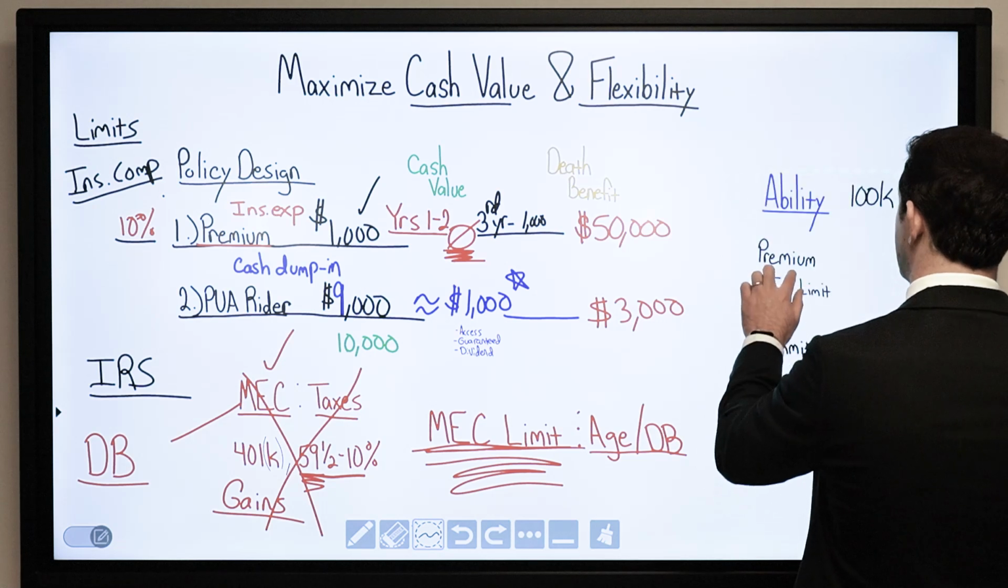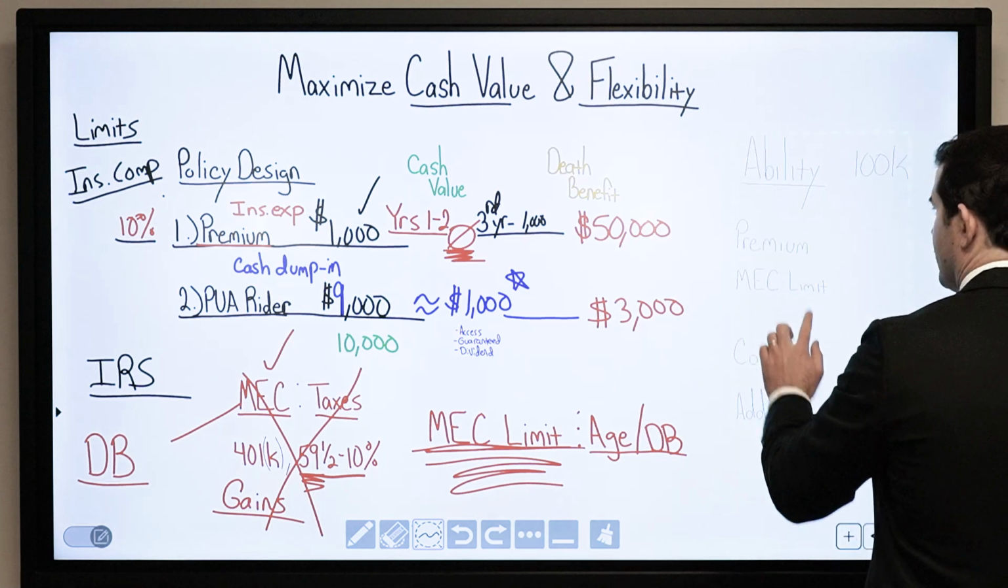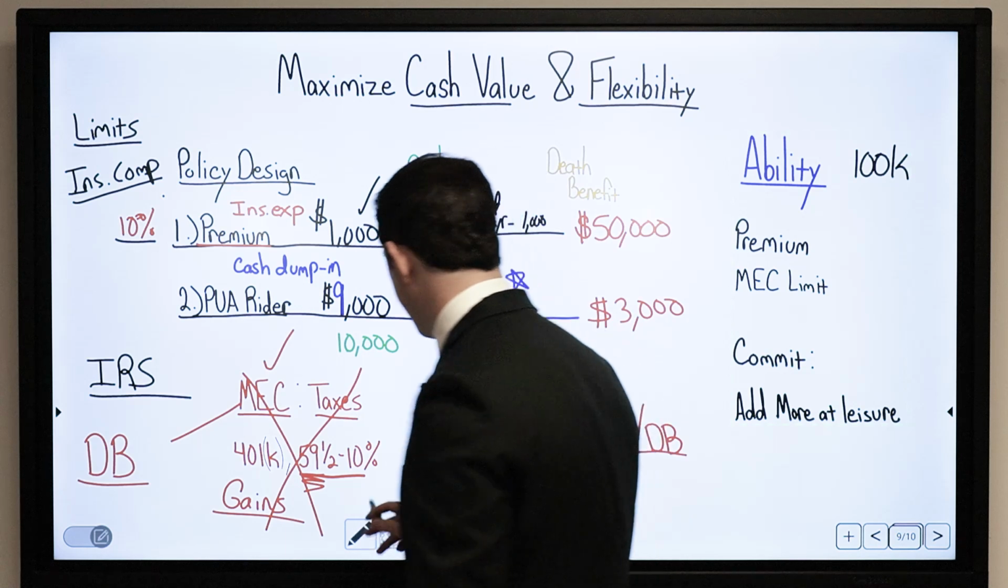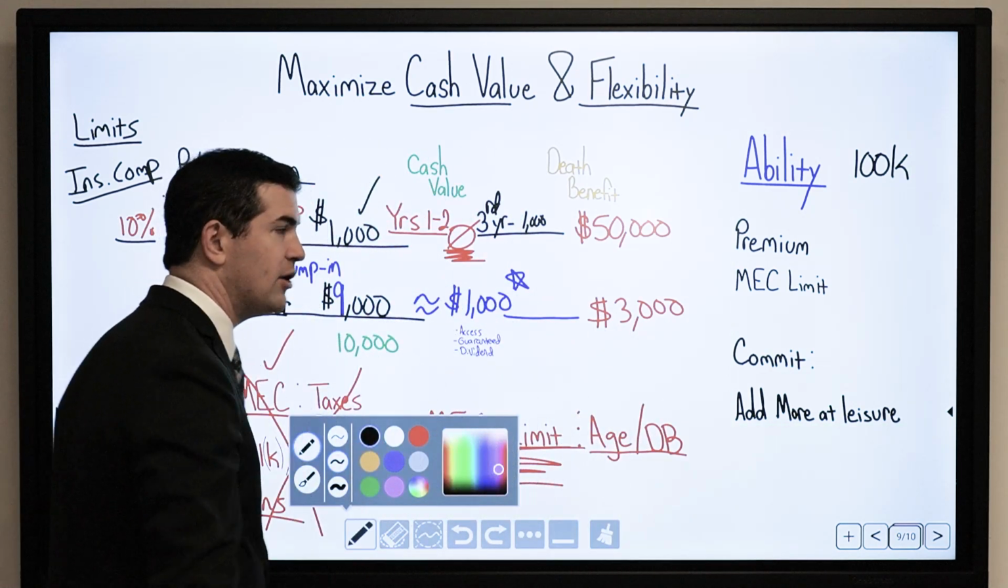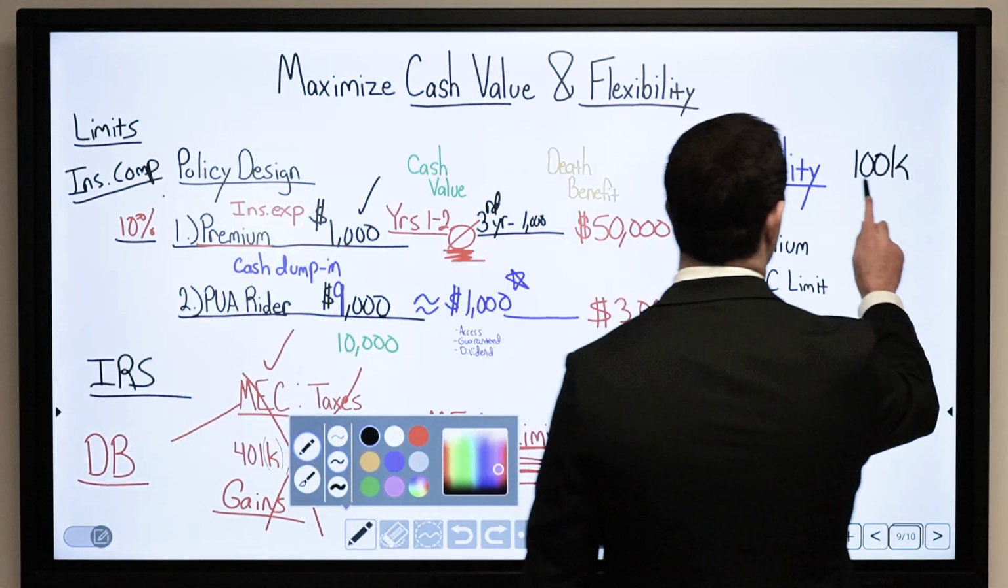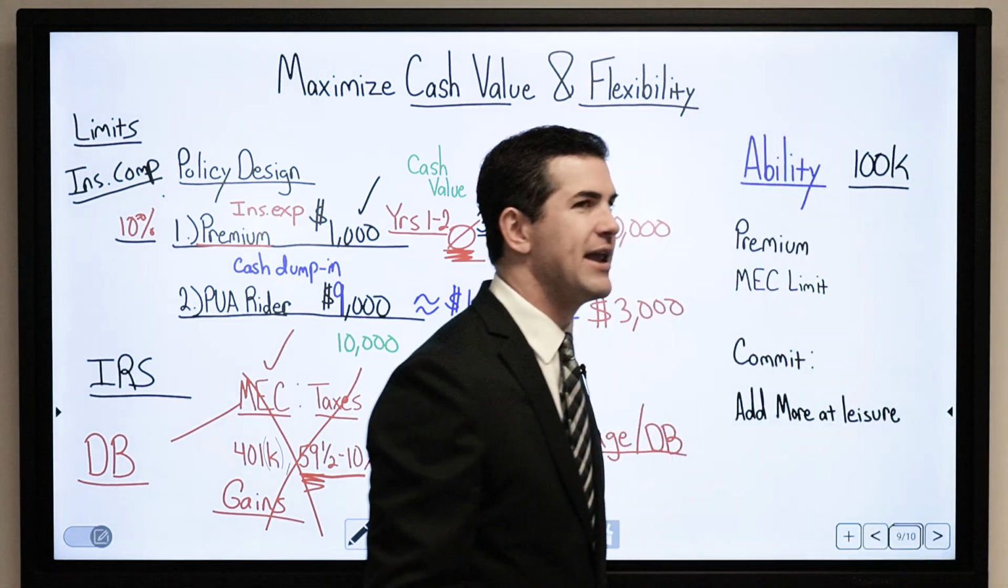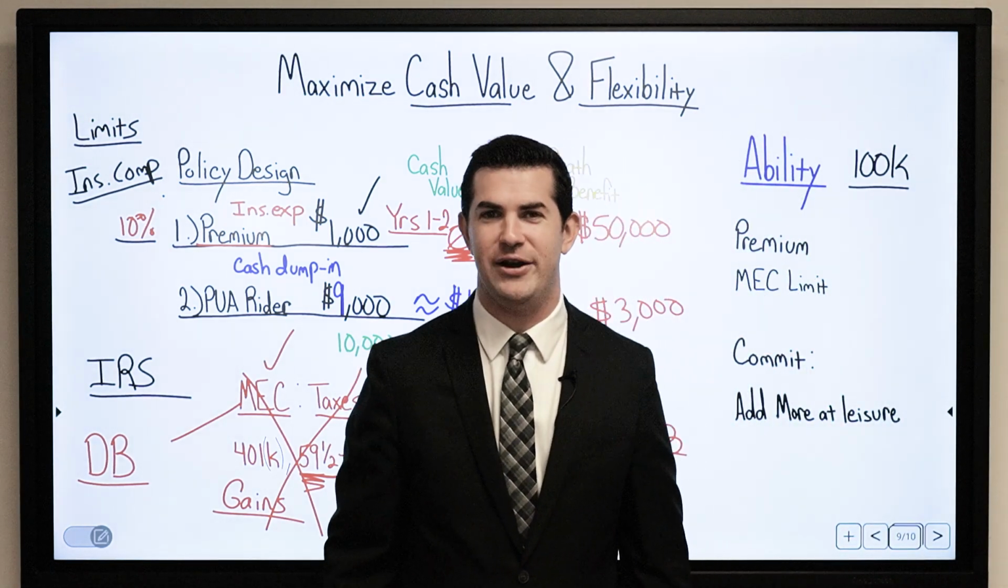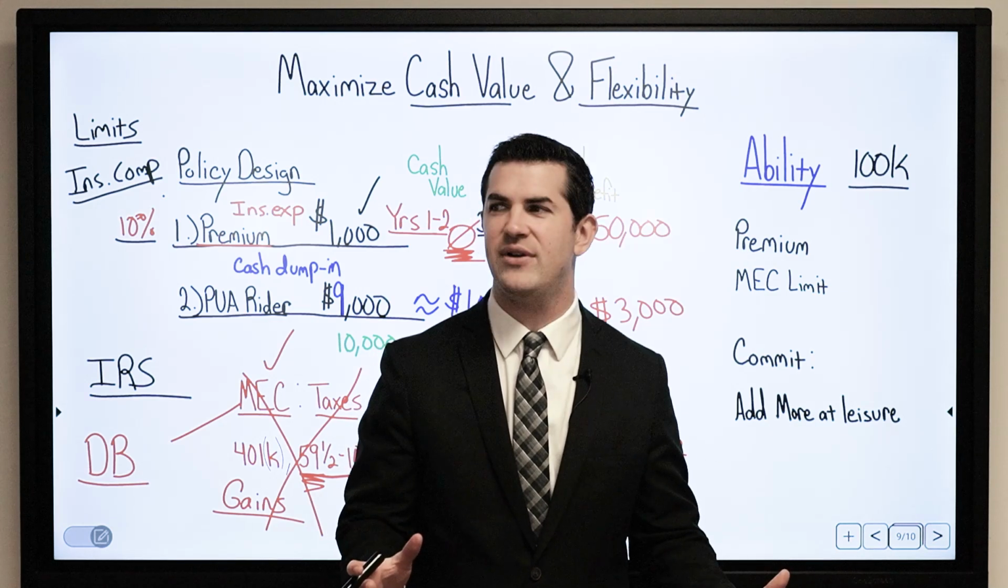Next, let's touch on flexibility. If someone states, I want the ability to pay in $100,000 per year, but I don't want to get a bill for $100,000 per year, so I love the benefits of cash value life insurance.